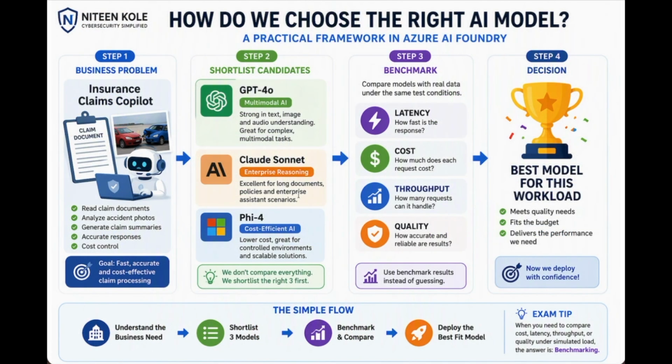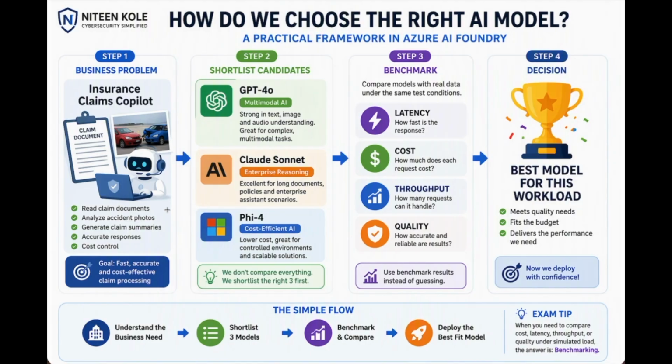Here, our main question is regarding benchmarking. Before starting a benchmark, you cannot benchmark thousands of models. You need to narrow down models. Now, how do we narrow them down? All this totally depends on your requirement. Let's take a real-life example. Let's imagine we are building an insurance claims copilot. The AI must read claims documents, analyze accident photos, generate claim summaries, assist insurance adjusters, stay within budget, and deliver quality responses.